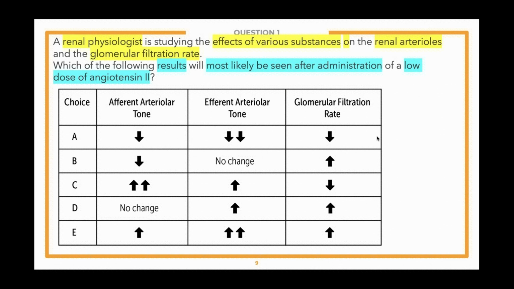So answer choice E, the afferent arterial tone increases, the efferent tone increases. We see 2 up arrows, GFR increases. Answer choice D, afferent tone is no change, efferent tone is increased, GFR is increased. Answer choice C, the afferent tone is increased 2 up arrows, efferent tone is increased, GFR is decreased. Answer choice B, the afferent tone is decreased, the efferent tone has no change, the GFR is increased. Lastly, answer choice A, the afferent tone is decreased, the efferent tone is decreased. We see 2 down arrows there, and the GFR is also decreased.